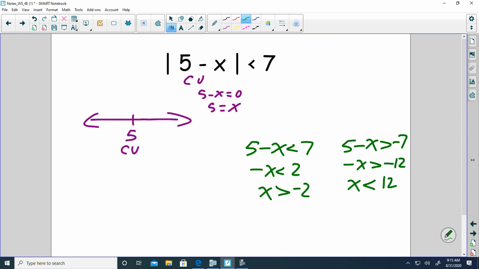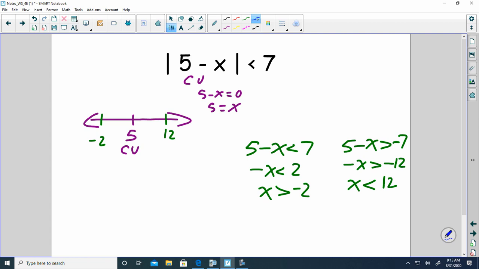So I have a critical value down here at -2, I also have our critical value of 5, and I also have that 12. So the distance from -2 to 5 is the same distance as it is from 5 to 12. Okay, so now I wanted values that were less than 7. Let's think about this.